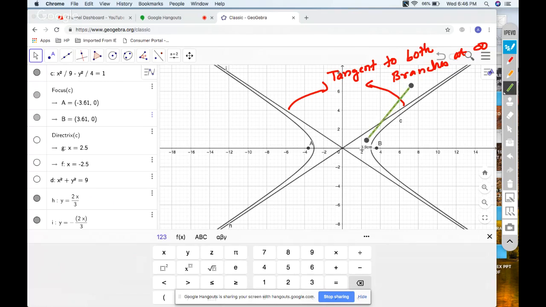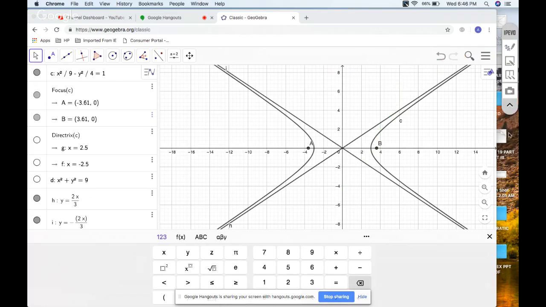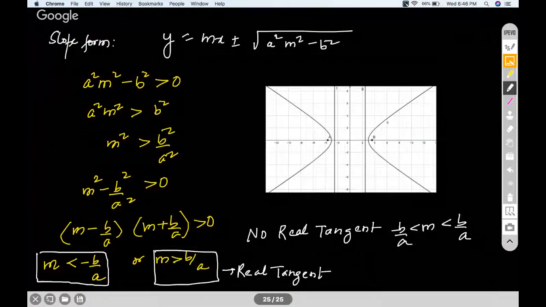For example, let's say I make a tangent like this. Okay. Now this tangent can never touch the other branch. If it is touching over here, it will not touch the other branch. So no tangent can touch both the arms of the hyperbola simultaneously except for the asymptotes, and the asymptotes touch the arms simultaneously at infinity. Is that clear, guys?